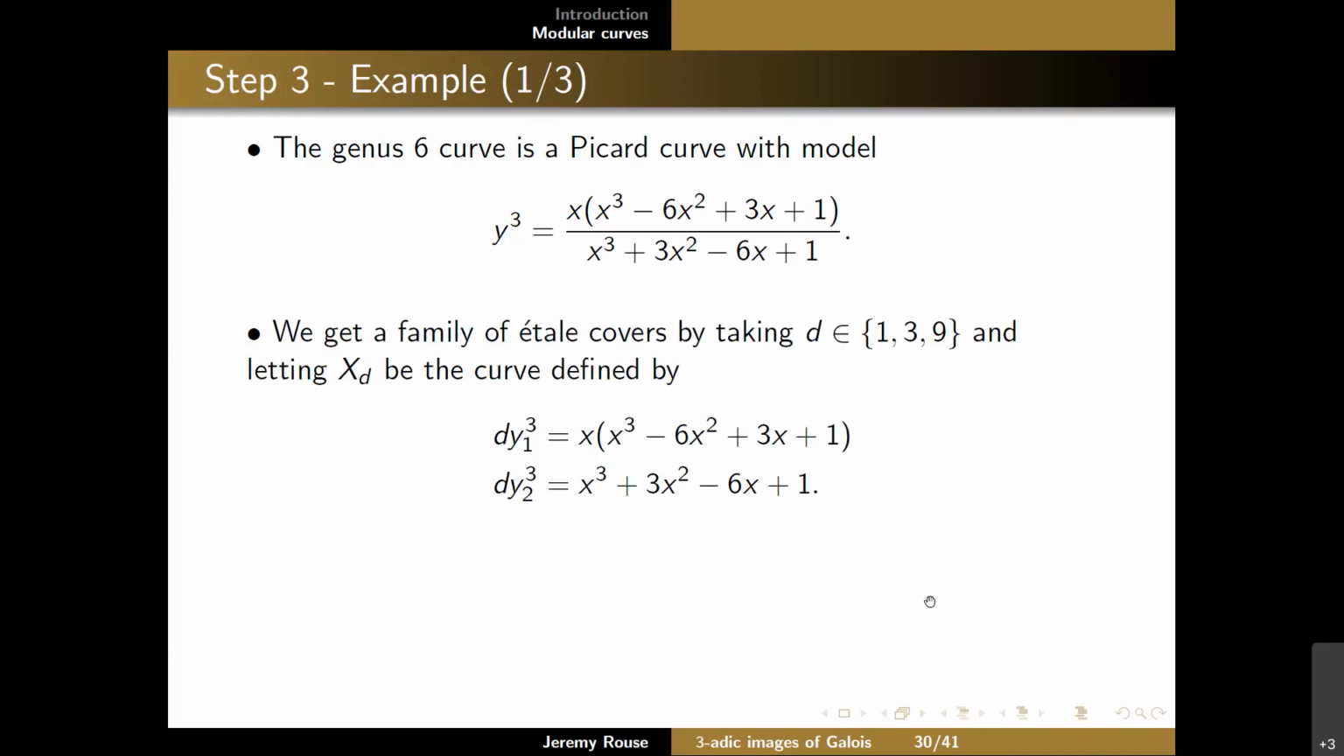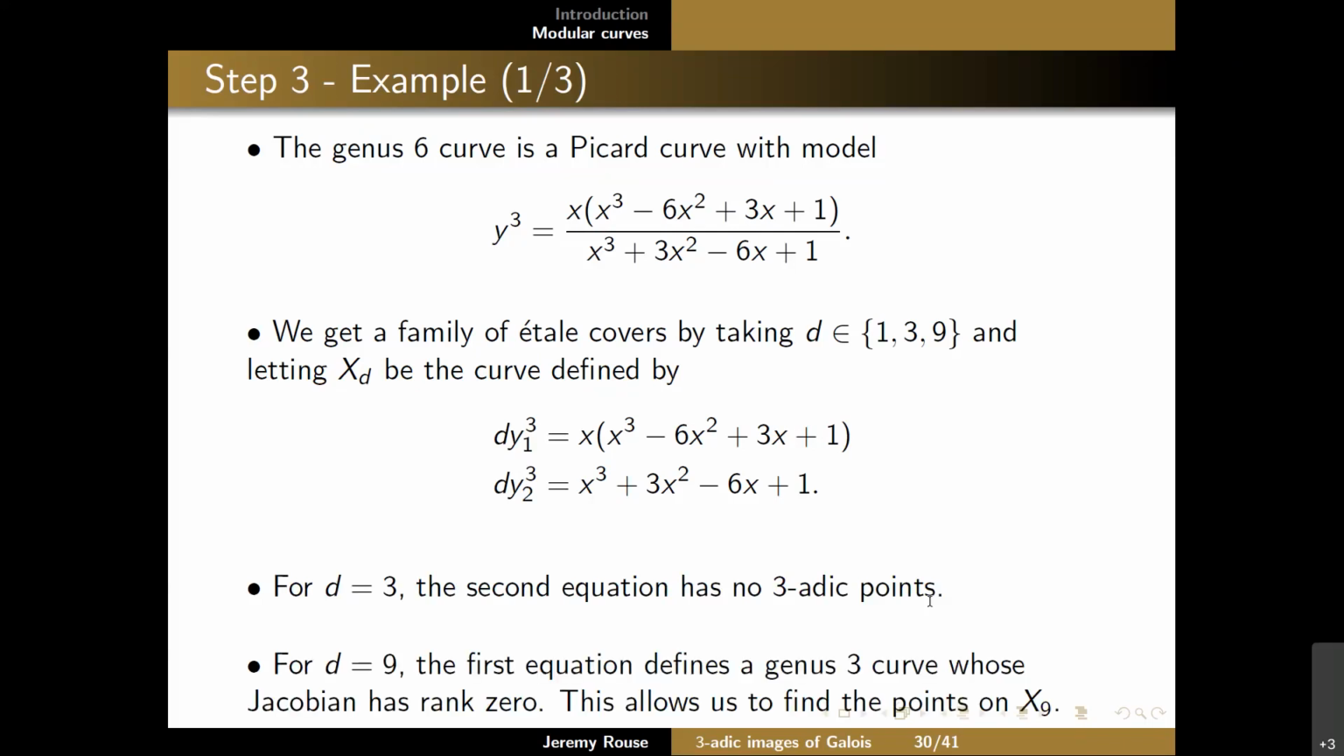d y1 cubed equals this quartic, and d y2 cubed equals this cubic. So these curves are really living in P3. They have genus 16. But if you just forget about y2 and look at the first equation, that's a genus 3 curve. If you just forget about y1 and look at the second equation, that's a genus 1 curve. So if d is equal to 3, the second equation has no 3-adic points. And so we know that there are no rational points on that curve.